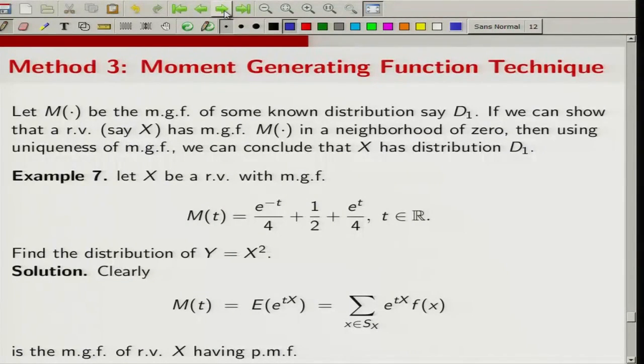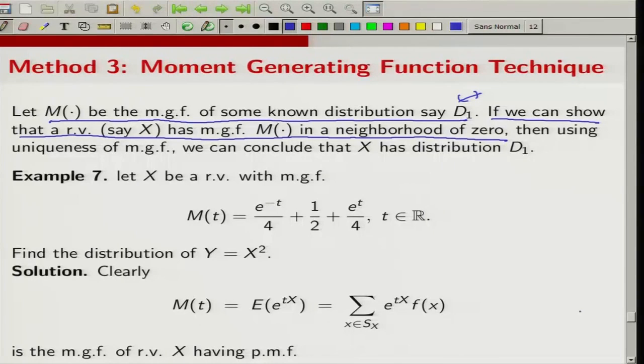Now, let us consider the third method, which is the moment generating function technique. Suppose m is the MGF of some known distribution d1. If we can show that my given random variable x has MGF m in a neighborhood of 0, then x has a moment generating function whose distribution is the same as d1.